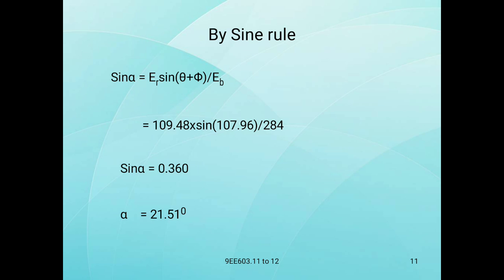Now by sine rule, sin alpha is equal to E on sin(theta plus pi) by EB, that is 109.48 into sin 107.96 by 284. Here sin alpha is 0.360, alpha is 21.51 degrees.